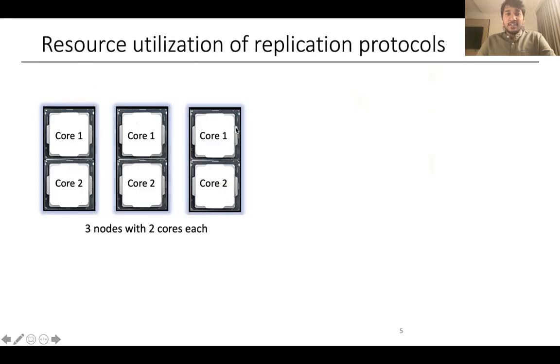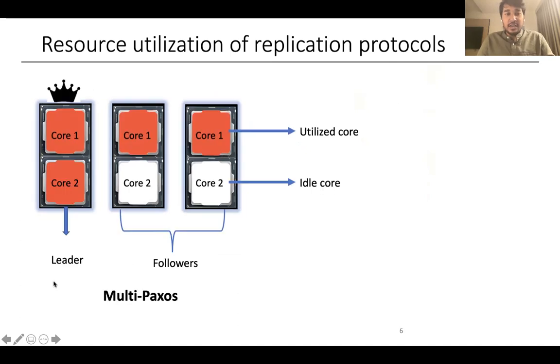In order to do that, let us consider a simple example of taking three dedicated nodes with two cores each. We will try to run an instance of MultiPaxos and EPaxos, and let's look at the resource utilization. When we run an instance of MultiPaxos, we see that hypothetically, the leader occupies both the cores, but in the case of followers, they occupy only a single core, leaving one idle.